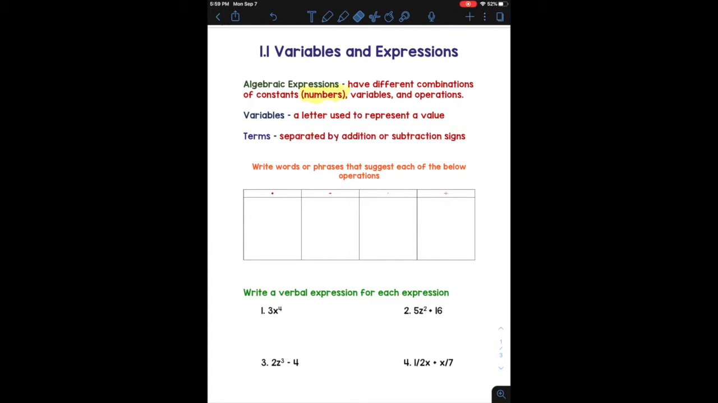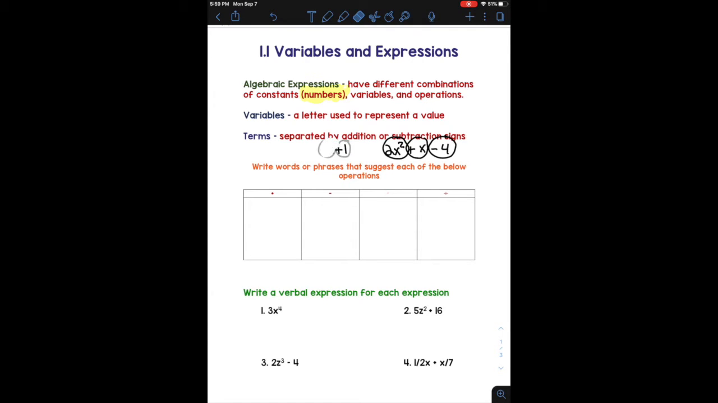Terms, and this is an important word that we're going to be using a lot later on in a different chapter. Terms are separated by addition or subtraction signs. So for example, if I were to write this algebraic expression, 3x plus 1, there are two terms here, the 3x and the positive 1. If I were to write the expression 2x squared plus x minus 4, this would have three terms. Again, terms are separated by addition or subtraction signs.